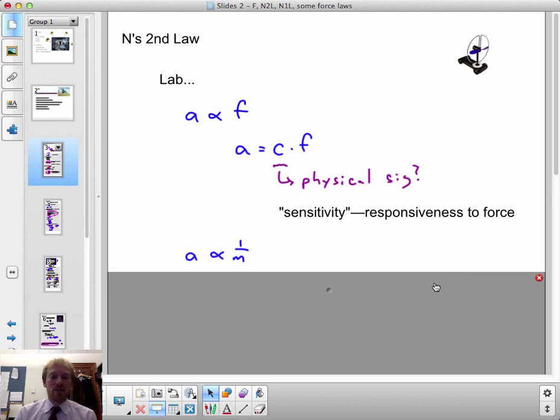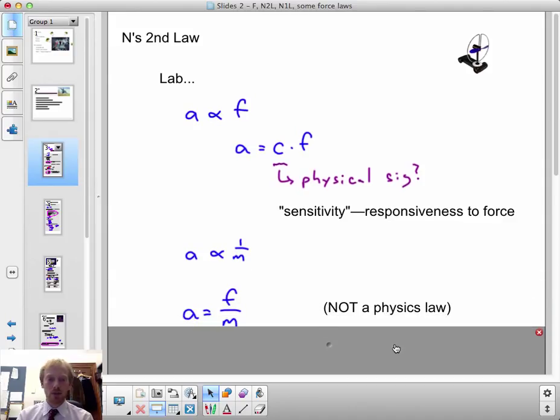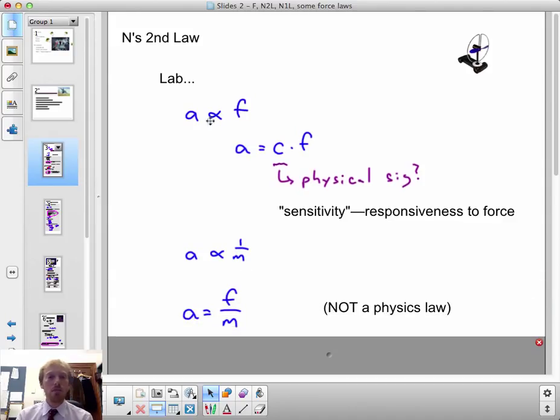We also found, and this is actually related to maybe the sensitivity concept, that as we increased the mass of the cart, we decreased the acceleration of the cart in a way that was inversely proportional. The acceleration is inversely proportional to the mass. It's proportional to 1 over the mass. And so if you combine these concepts and maybe include the concept of sensitivity, we might say, oh, the acceleration of the cart is the force divided by the mass.